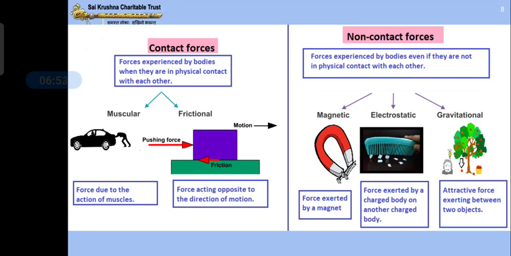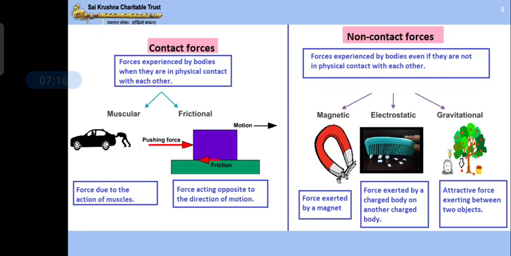Now coming to non-contact force, it is the opposite of contact, which means the objects will not touch each other. The forces experienced by bodies, even if they are not in physical contact with each other, are said to be non-contact force. The three types of non-contact forces are magnetic force, electrostatic force, and gravitational force.